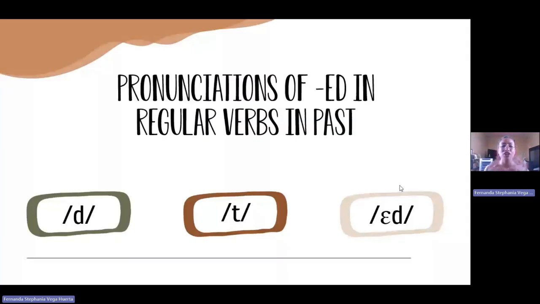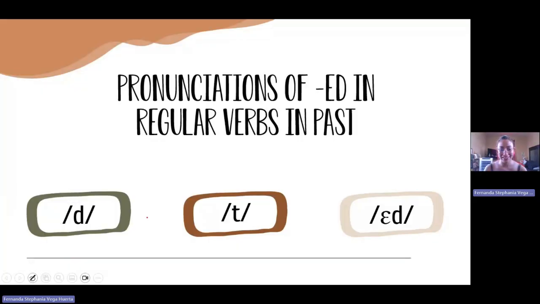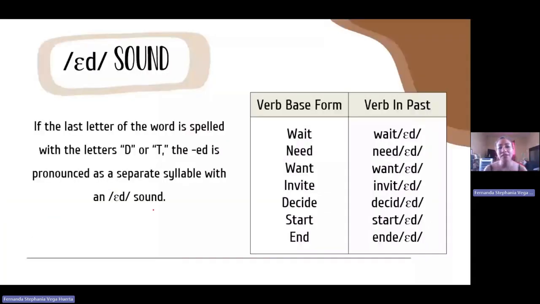All right. So coming back to the pronunciation of ed in regular verbs in past, remember we have three different kinds of sounds. We have id, we have d, and we have t. So why are the voiced and voiceless sounds important? Because that can help you identify which of the three phonemes you are going to pronounce. So the first one that we have is the id, and this is the easiest because this one doesn't really focus on phonemes. They focus on the last letter that is on the verb.